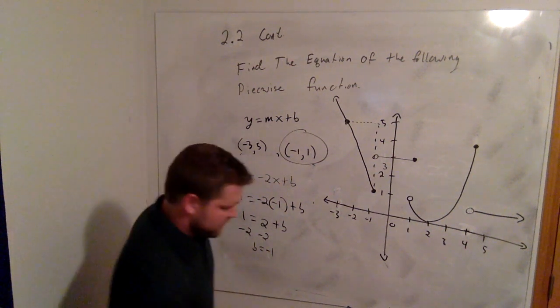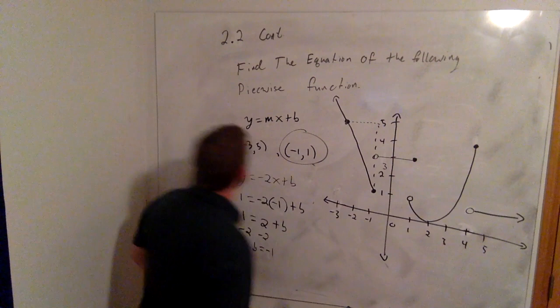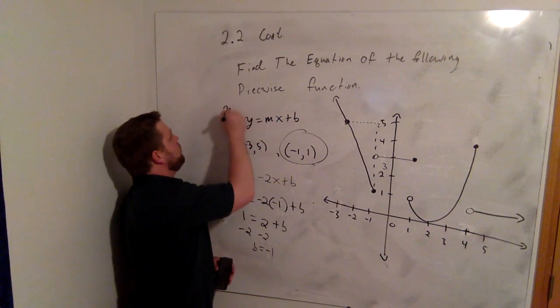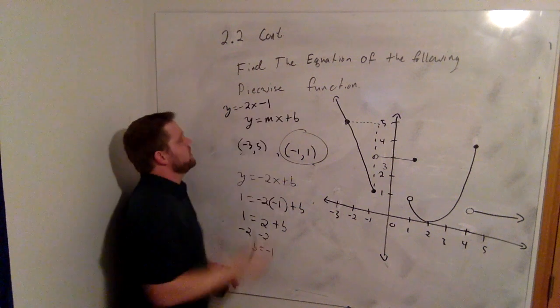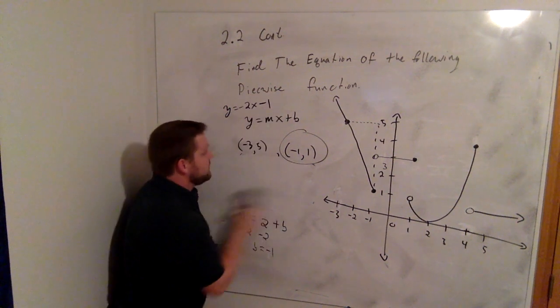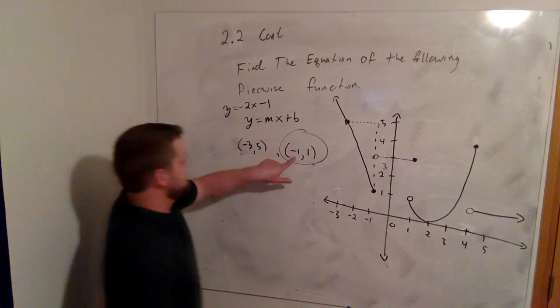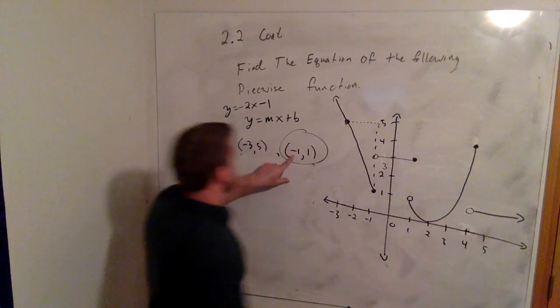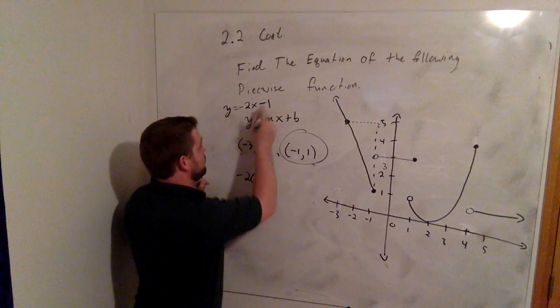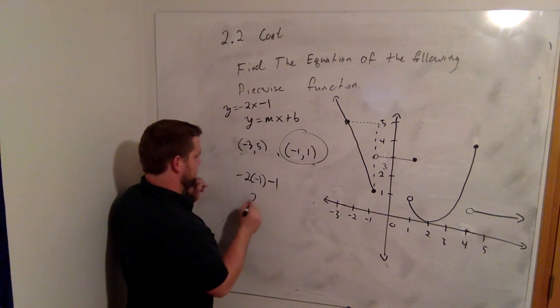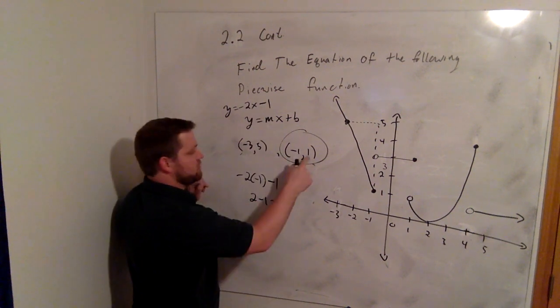Let me erase a little bit of this here. Let me go write it up here. We have that y is going to be equal to negative 2x minus 1. So we can verify that this point is on the line. For instance, if we plug in -1, we're going to get -2 times -1 minus 1. What do we get? 2 minus 1. We get an output of 1.